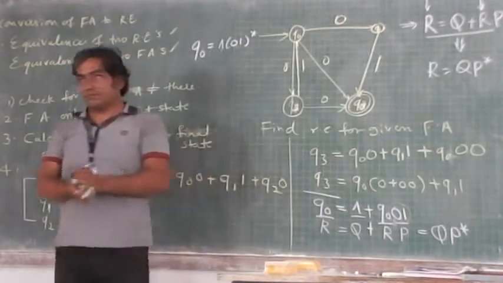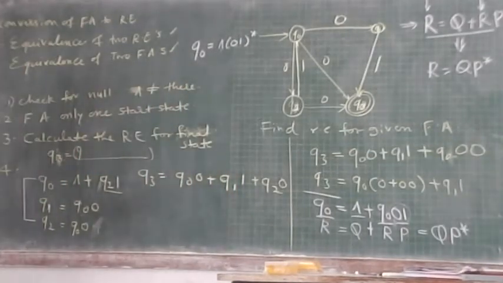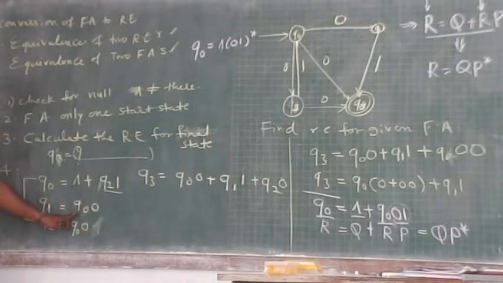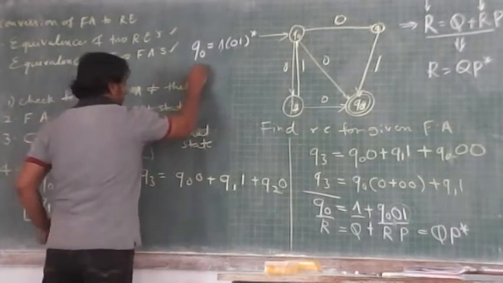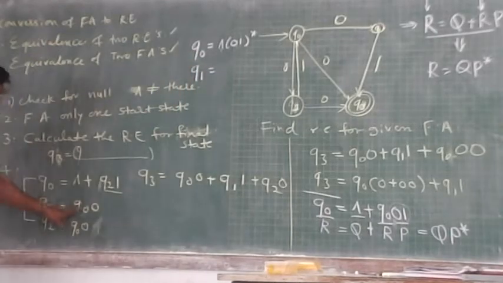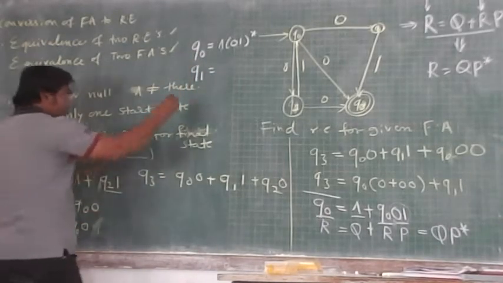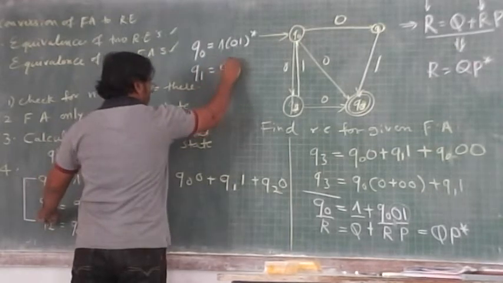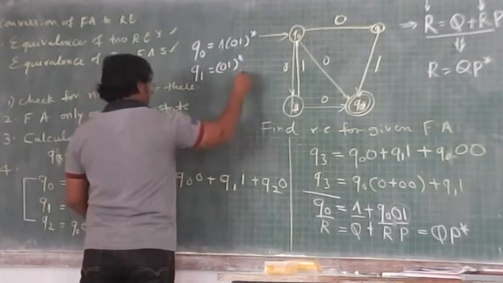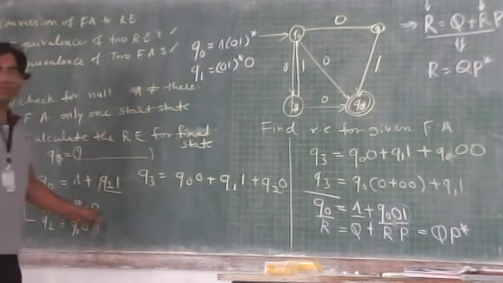How do you get Q1? It's simple. Q1 is obtained from Q0. So Q0 we already have. What is Q1? You simply substitute this Q0 value at this point and you will get the Q1 value. So Q1 is 0 1 star and what is next? 0. So these are the two values I got.